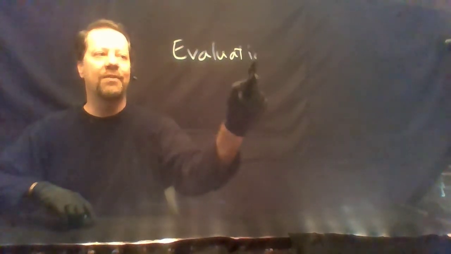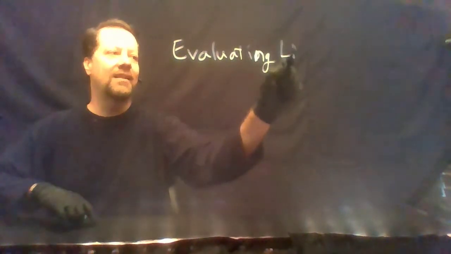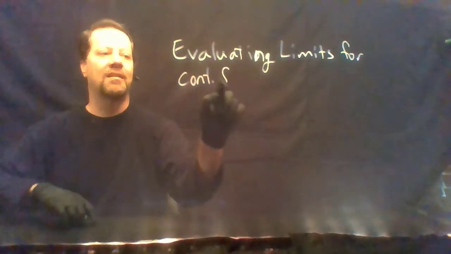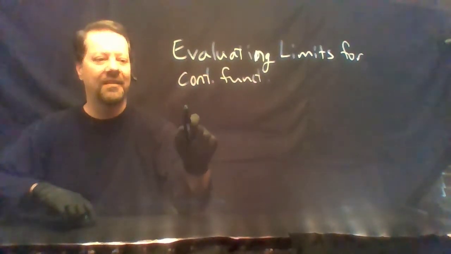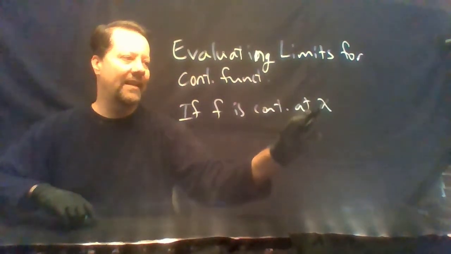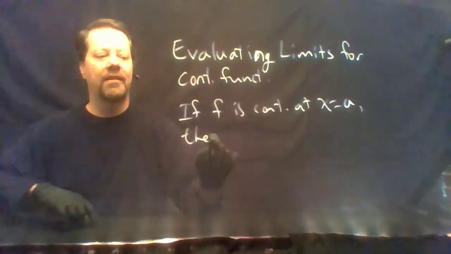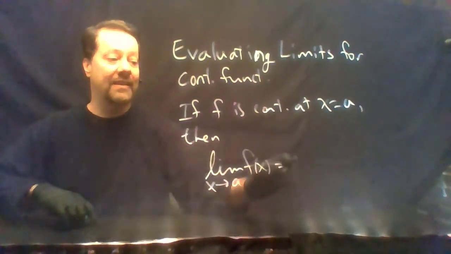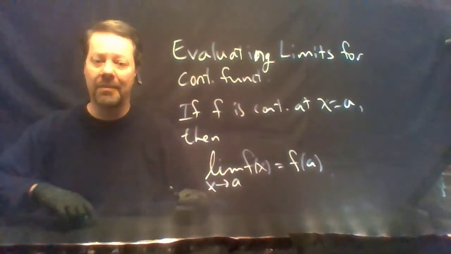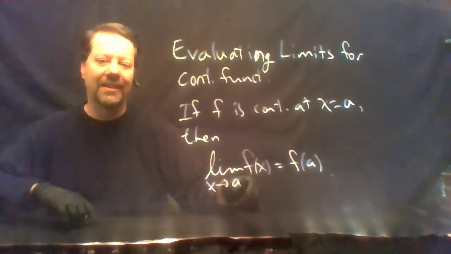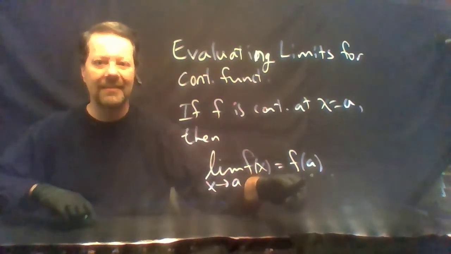Evaluating limits for continuous functions is easy. If f is continuous at x equals a, then the limit as x goes to a of f of x equals f of a. That's the third part of the definition of continuity, which means to evaluate the limit for a continuous function, you simply plug the number in. Simple function evaluation.